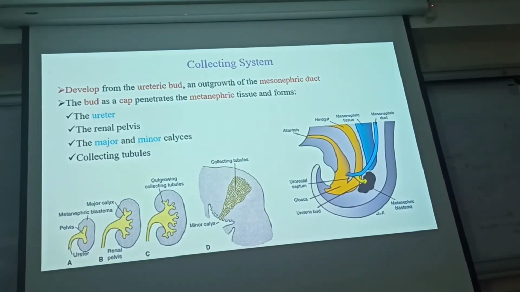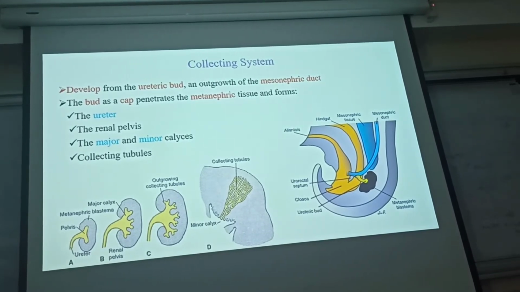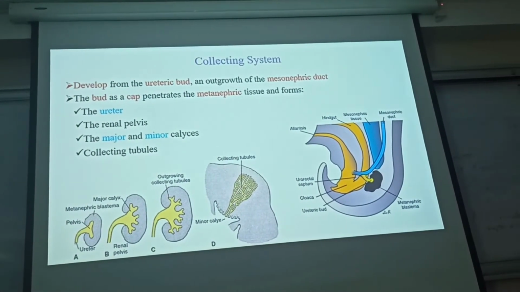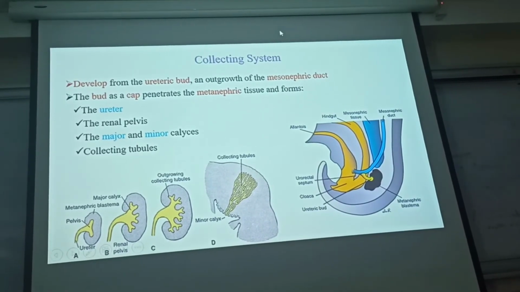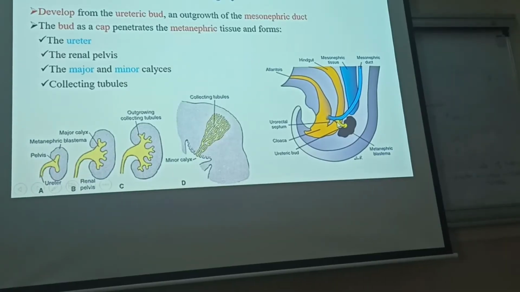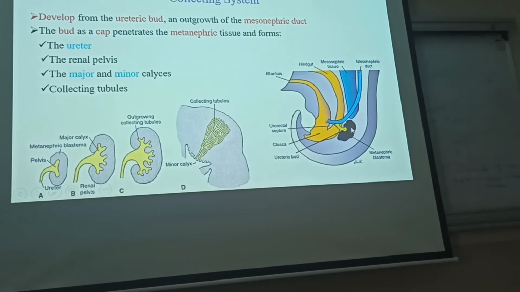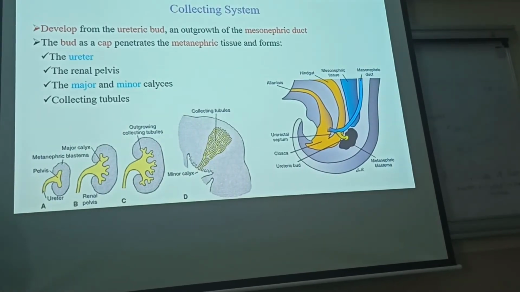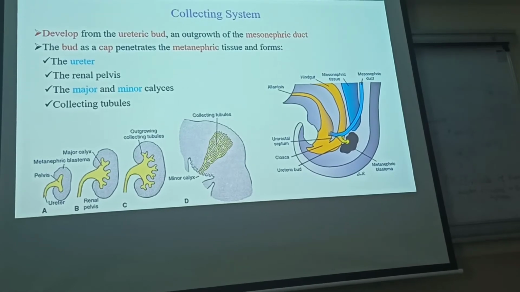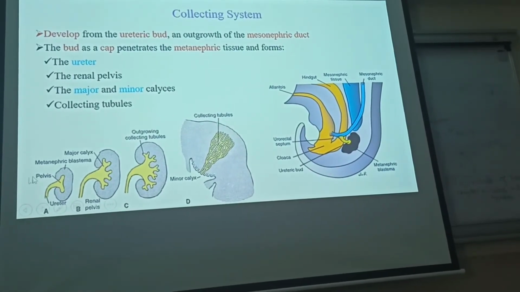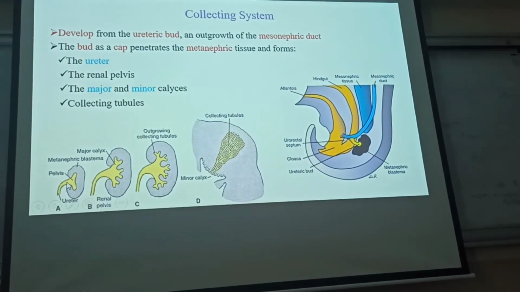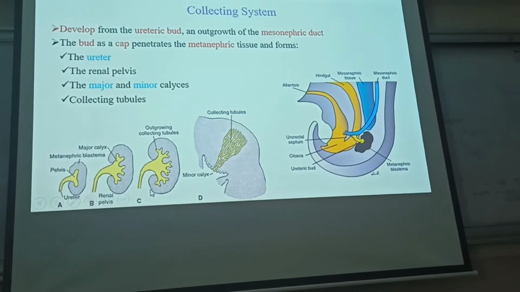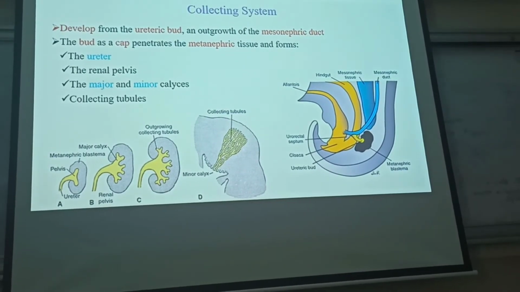But embryologically, in this slide, I'm going to explain about the development of collecting system. And then a step penetrates to metanephric tissue, and finally gives rise to collecting system. Collecting system consists of ureter, renal pelvis, major and minor calyx, and collecting tubules. So by this way, collecting system is formed.